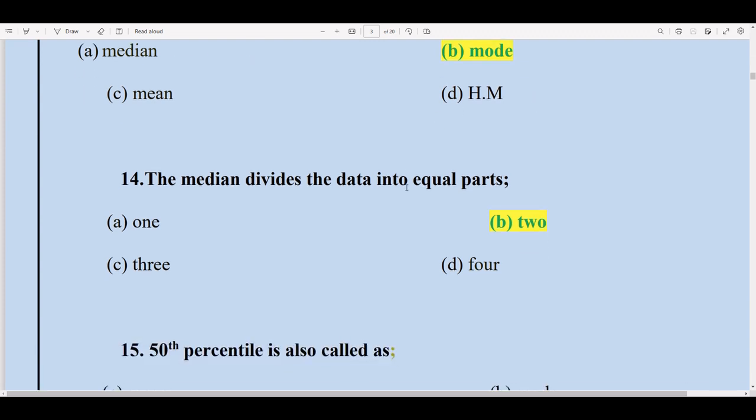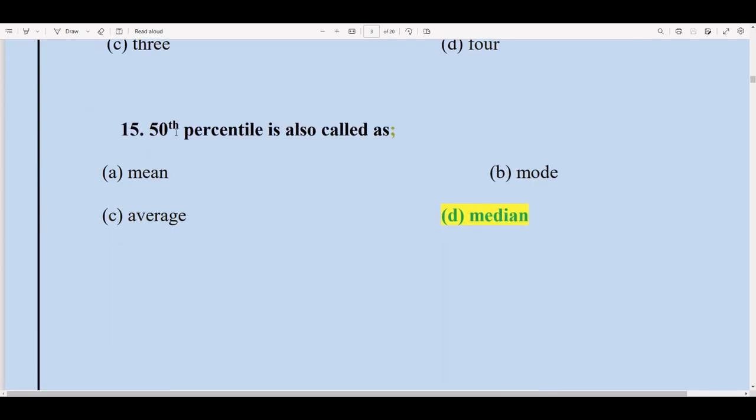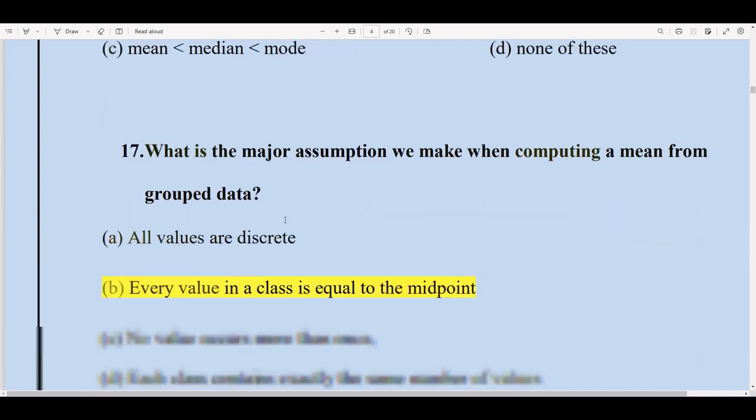The median divides the data into two equal parts. The 50th percentile is also called the median. For a moderately positively skewed distribution, the following is the relationship. In a positively skewed distribution, mean is greater than median, which is greater than mode, and in a negatively skewed distribution, the inverse relationship exists: mode is greater than median, which is greater than mean.